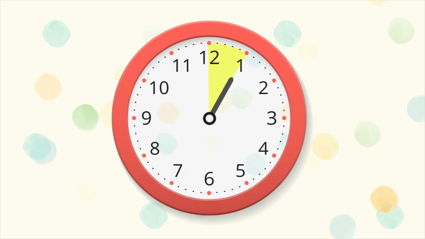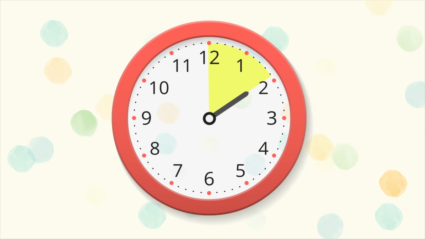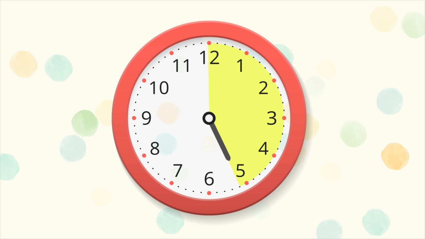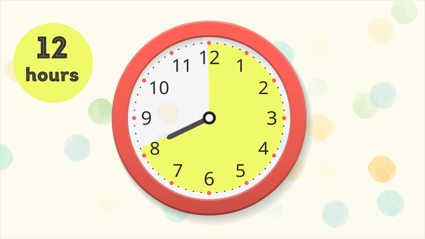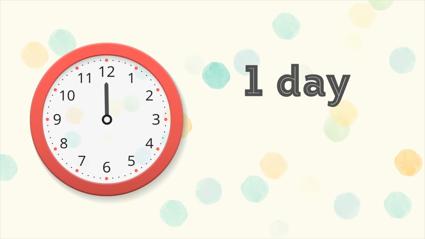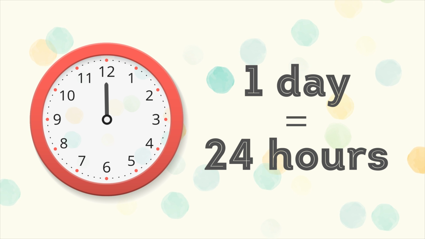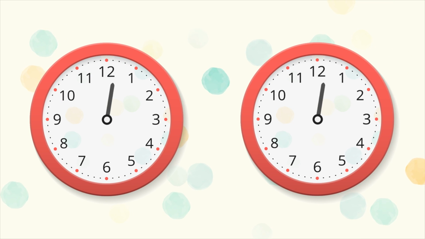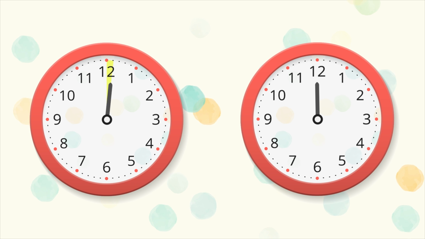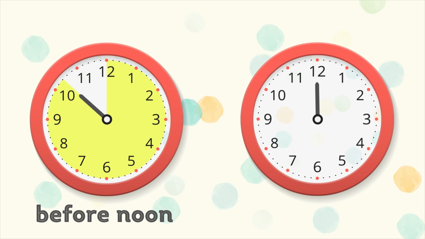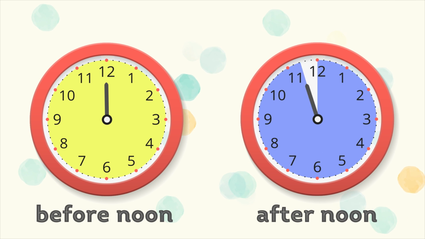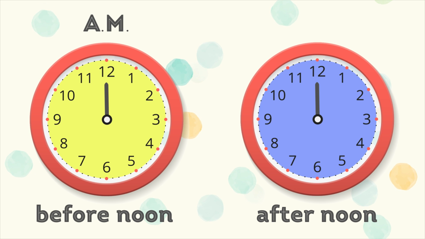From 12 to 1, from 1 to 2, from 2 to 3, and so on. It takes 12 hours to make a full circle around the clock. But because a day has 24 hours, every day the hour hand has to travel around the clock twice. It makes a full 12-hour circle before noon and another full 12-hour circle after noon. We call these circles AM and PM.